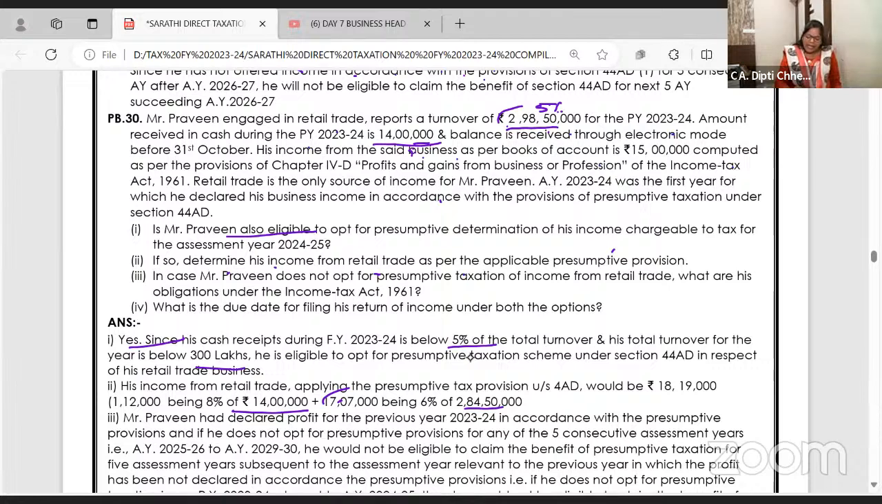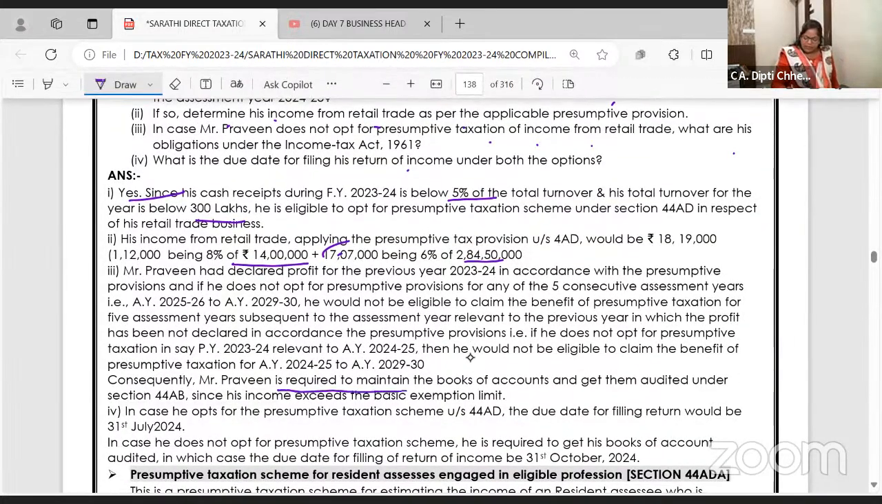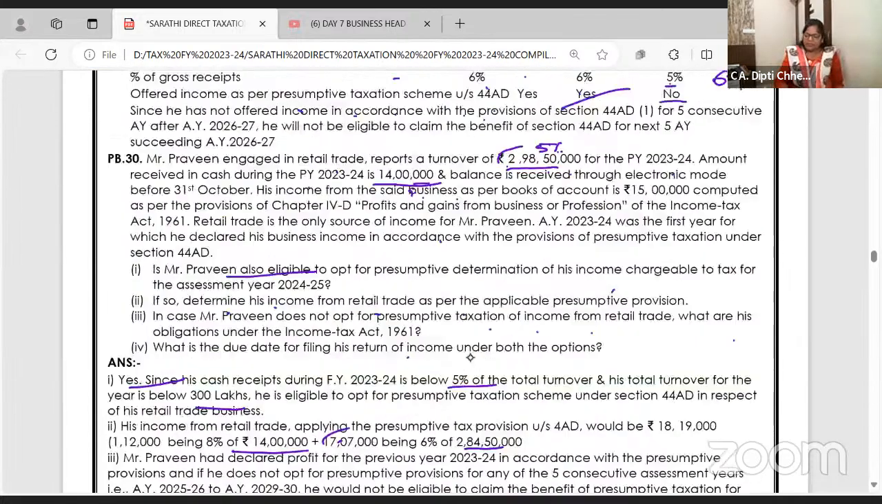Now, in case Praveen does not opt for presumptive taxation, what are his obligations? Oh, and the turnover is 298 lakhs. If you don't want to opt for presumptive taxation, is your turnover exceeding 1 crore? Yes, you have to maintain the books and get it audited. Praveen is required to maintain the books and get it audited.